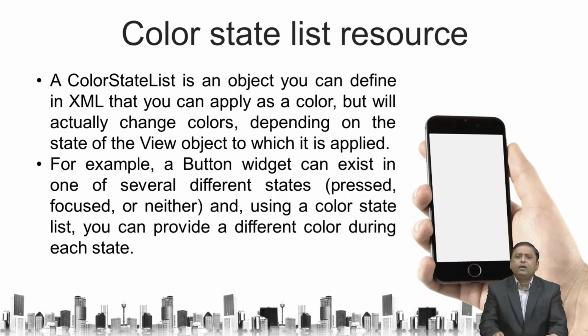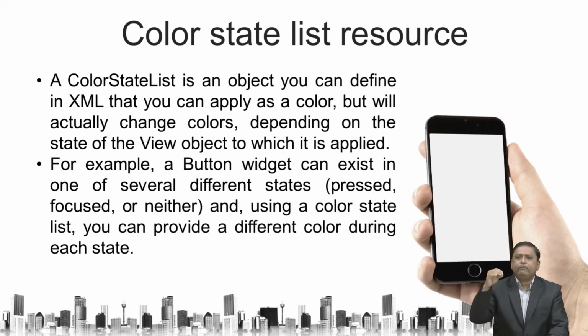For example, a button that we have already used can exist in one of several different states. It may be pressed, it may be focused. When you move the mouse pointer over the button, it is called focus state. When you click, it is called pressed. Similarly, if it is not in any state, then it is called neither. And using a color state list, you can provide a different color during each state.